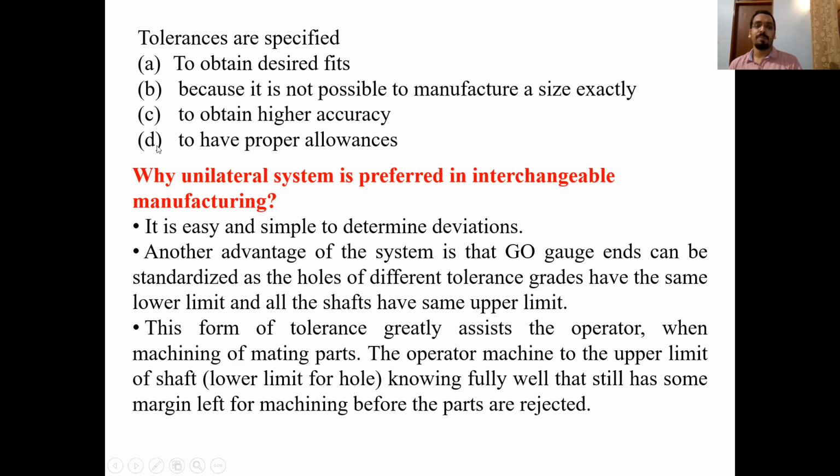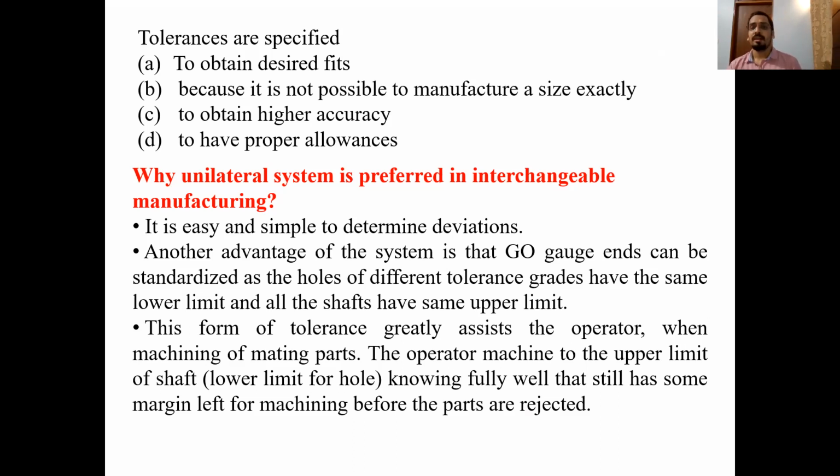And part D is to have proper allowances. Allowances I have already explained: the difference between the size of the two mating parts. Let us consider cylinder and piston. The difference between the cylinder inner diameter and the piston outer diameter is the allowance. This is an example. Next question is, beta, why is the unilateral system preferred in interchangeable manufacturing?